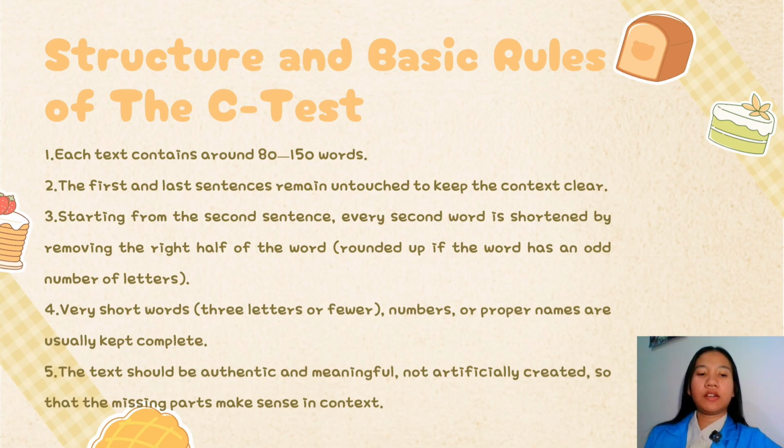Fourth, very short words, 3 letters or fewer, numbers or proper names are usually kept complete. And the last, the text should be authentic and meaningful, not artificially created, so that the missing parts make sense in context. This is why every deletion needs to make sense grammatically and contextually. So we're really measuring language competence, not guessing skills.